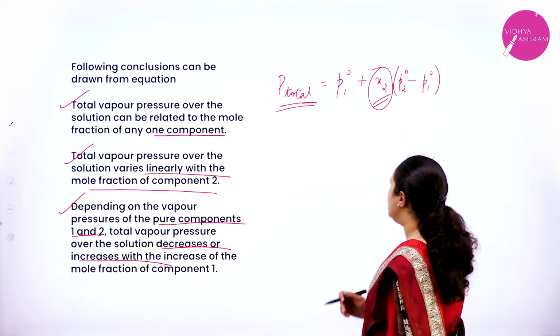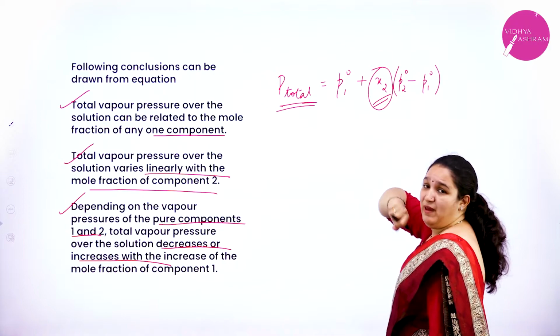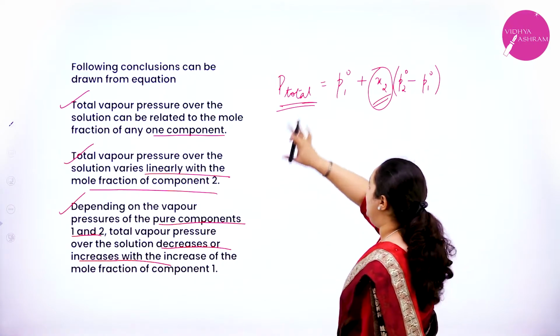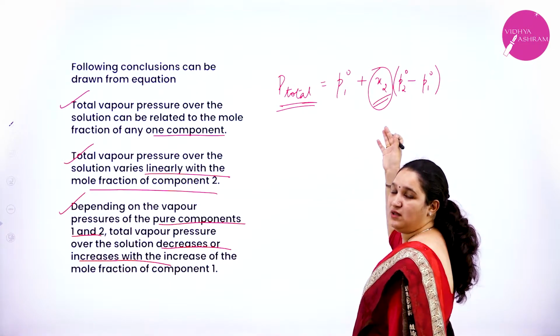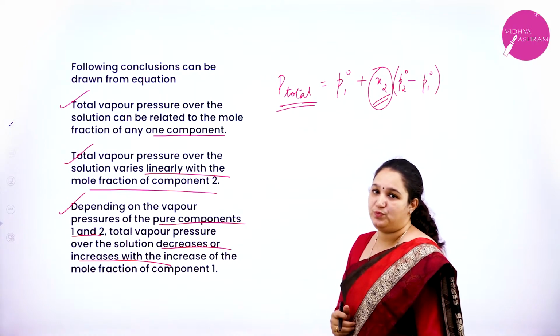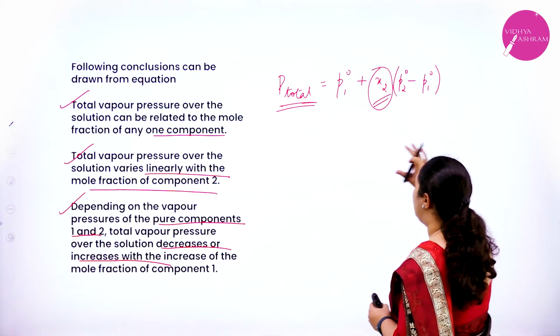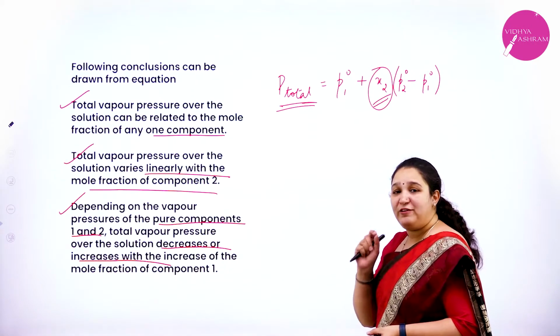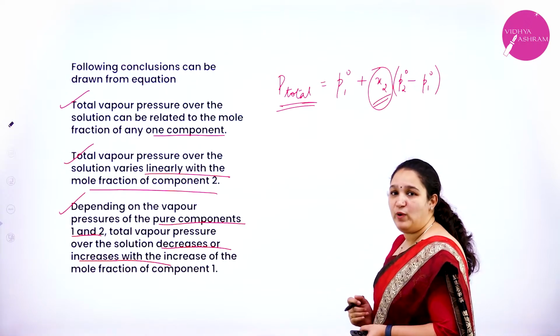So what they are telling is, depending on the vapor pressures of the pure components, the total pressure can increase or decrease depending on whether it is component 1 or component 2. That is the conclusion we are getting from this particular equation. Now if we plot a graph based on this, how are we going to get it?